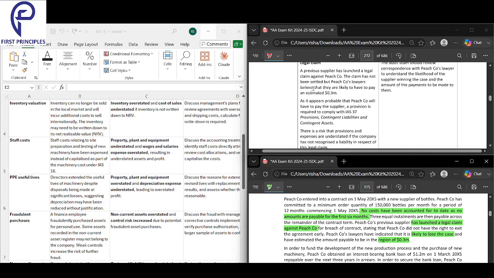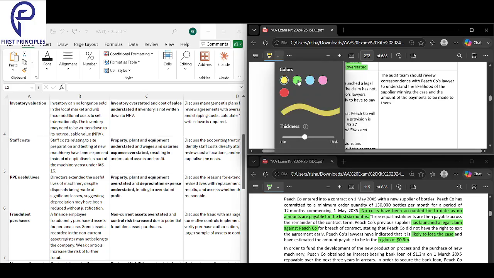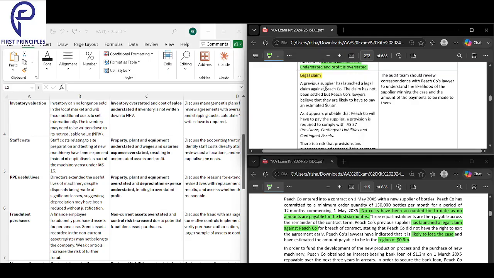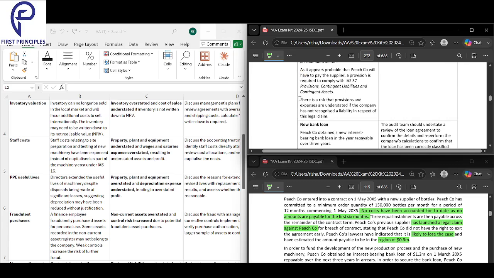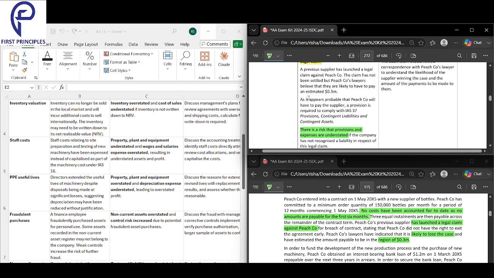Now see, someone has put a case on us. A previous supplier has launched a legal claim. So the risk is that the provisions have not been made. So provisions and expenses are understated. If you've not recognized anything, it is understated then.